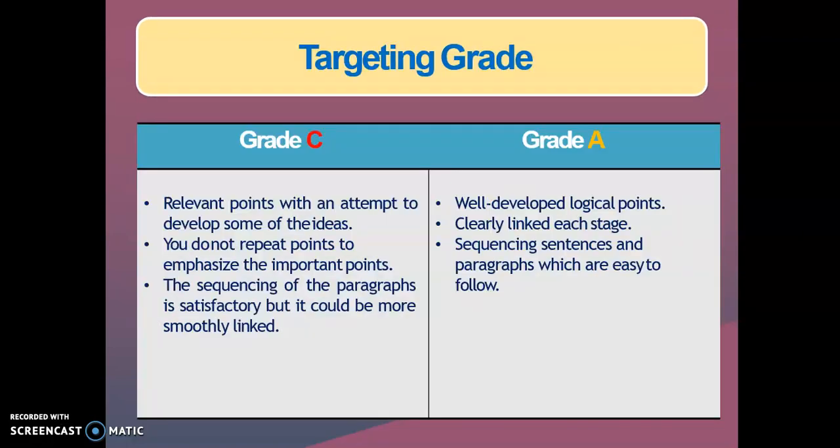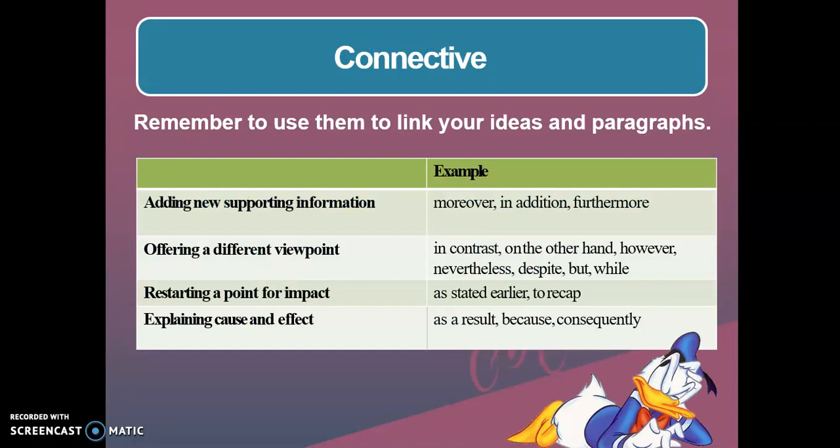Okay, targeting grade C and grade A. Grade C is where students will provide their answers based on the bullet points given. But what they are doing here is that they are not developing their ideas up to the standard based on the marking scheme. But when a student scores A, all their ideas are well developed and explained, and the transition of each stage of their writing is seen perfectly, and it is easier for the readers to read and understand their essay.